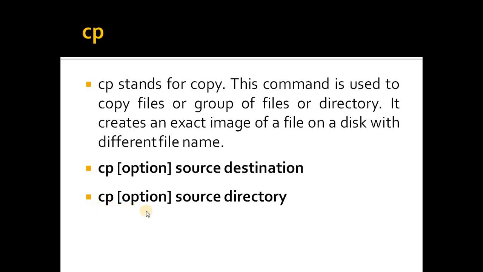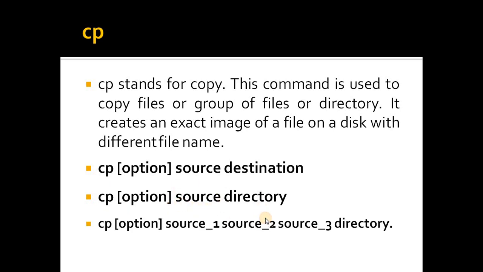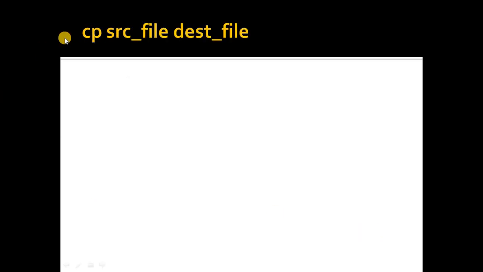Second, cp with option, source and directory. You can copy from multiple files to one directory. Third, cp with some option, source 1, source 2 and source 3. All these three will get copied into one directory. We shall see each in detail.